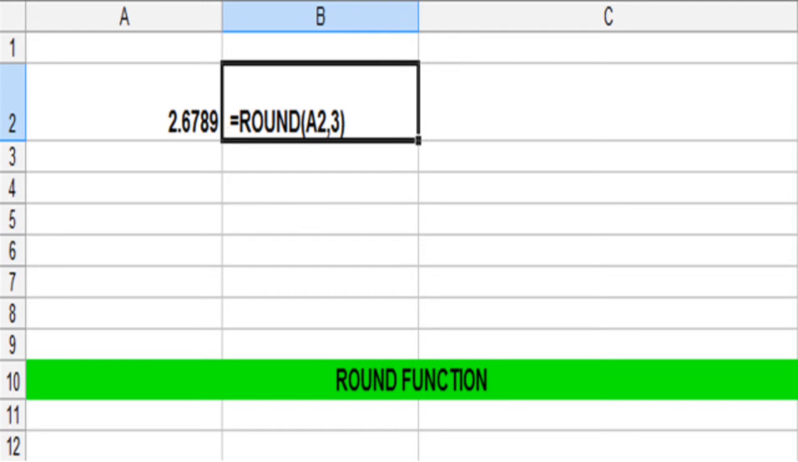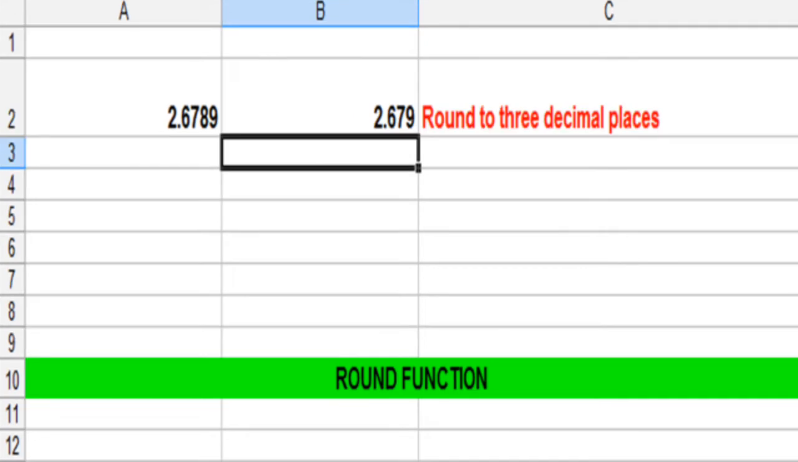Round to 3 decimal places. Equals ROUND(A2, 3). Press enter. Rounded to 3 decimal places. After the decimal, the numbers are 6, 7, 8, 9. In the output value, 8 became 9 because the fourth value is 9, which is more than 5.